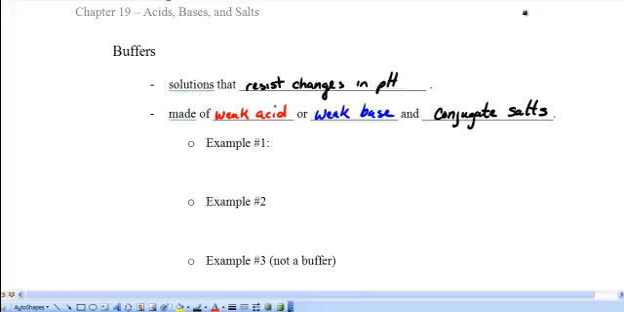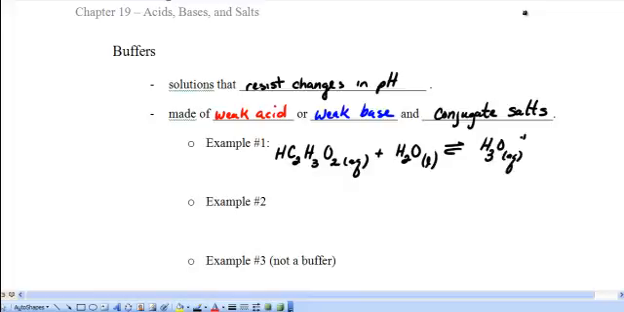Now what does that mean? Well, let's take a look at this buffer where you have acetic acid, which is a weak acid. When you put that into water, it forms hydronium, and the acetate ion.